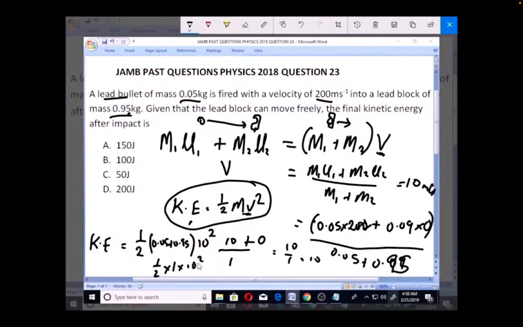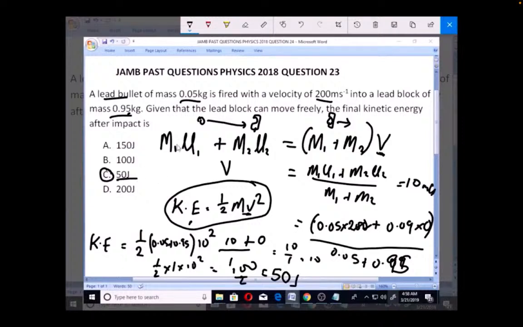And 10 to power 2 is 100. So we simply have this equal to 100 all over 2, because 1 times 1 is 1, and 1 times 10 to power 2 is 100. So this is 100 over 2, giving us the final answer as 50 joules. And C is the right option for this, which is 50 joules.